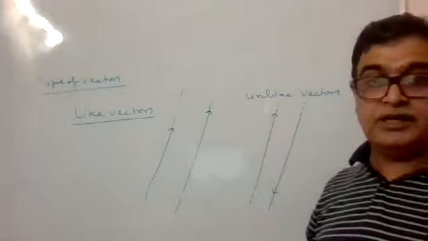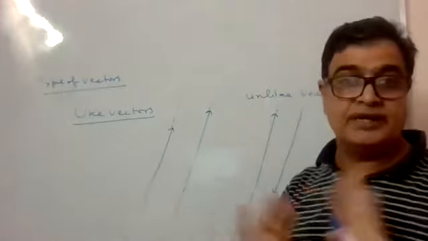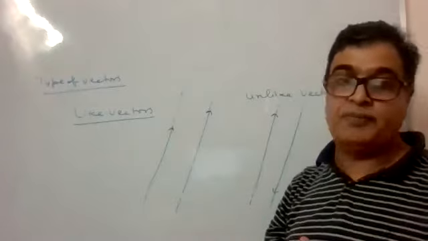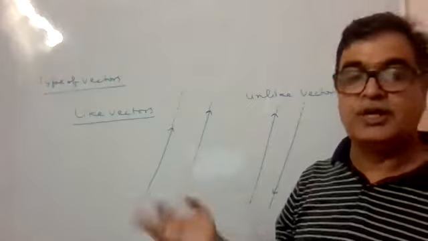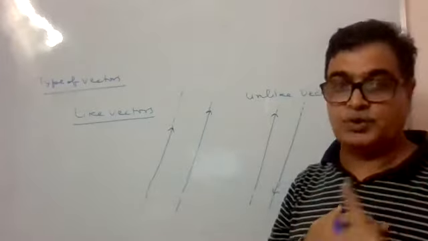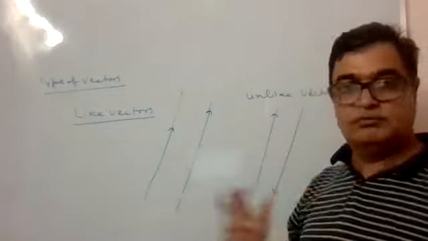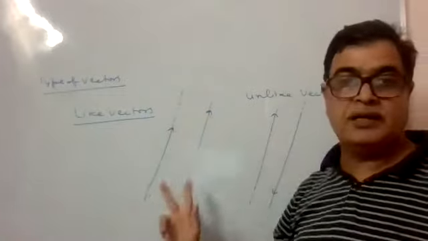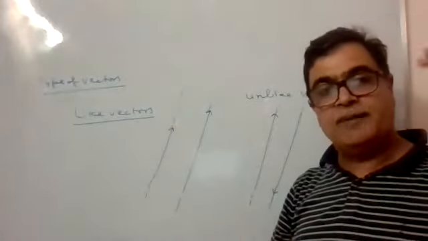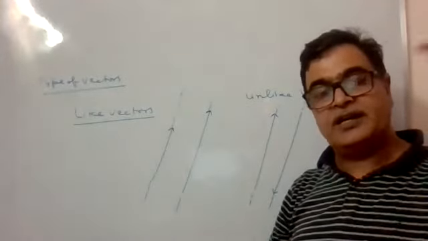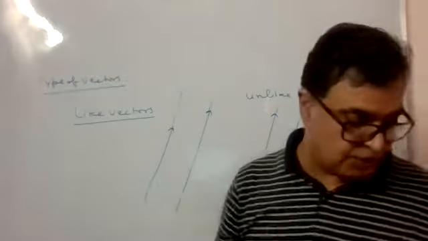Now one more thing about like vectors: I am never concerned about their magnitude. They can have the same magnitude or a different magnitude, we are not bothered about it. We are bothered about their arrows. If the support lines are parallel and the arrows are in the same direction, we say they are like vectors. If the support lines are parallel and their directions are simply opposite, we say they are unlike vectors. You should keep that in mind.